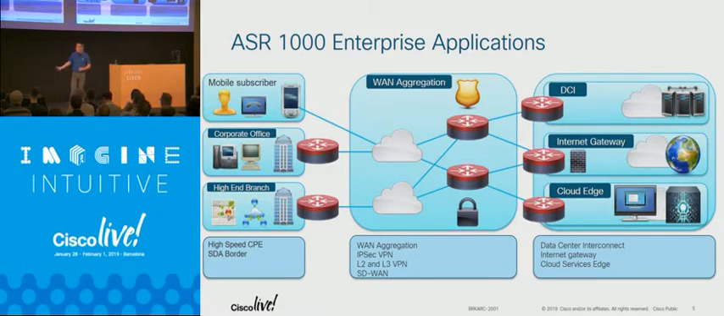Cloud Edge. What we mean by that is the ASR1K can be used to extend your WAN circuit all the way to the cloud. We're going to talk about one of those use cases later as well.